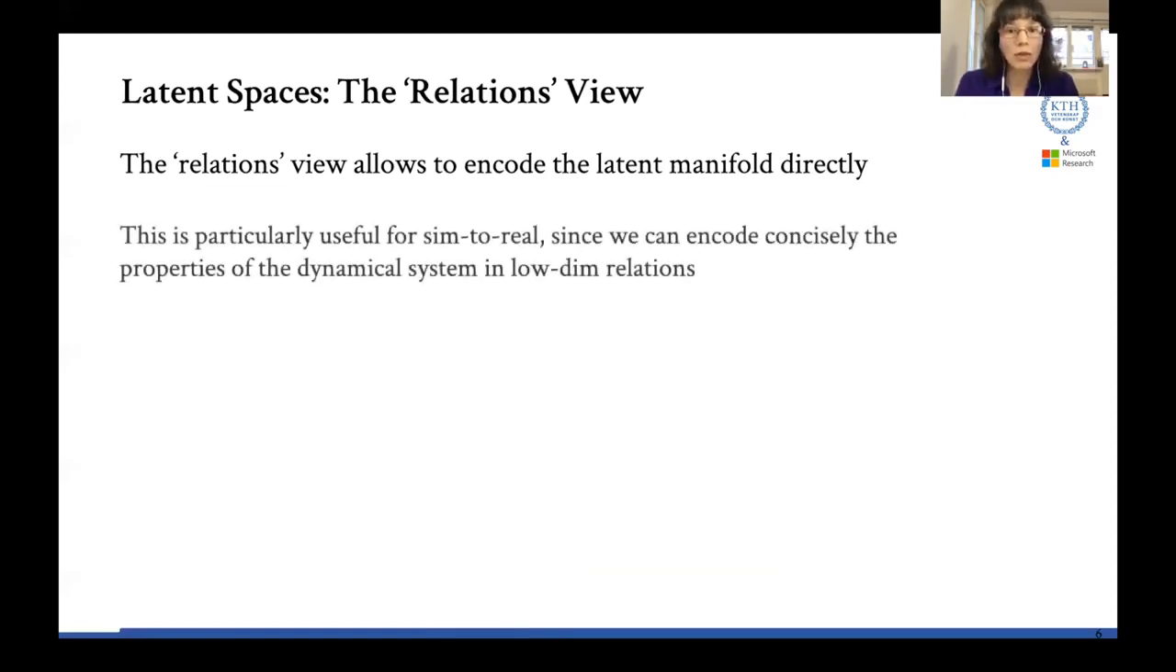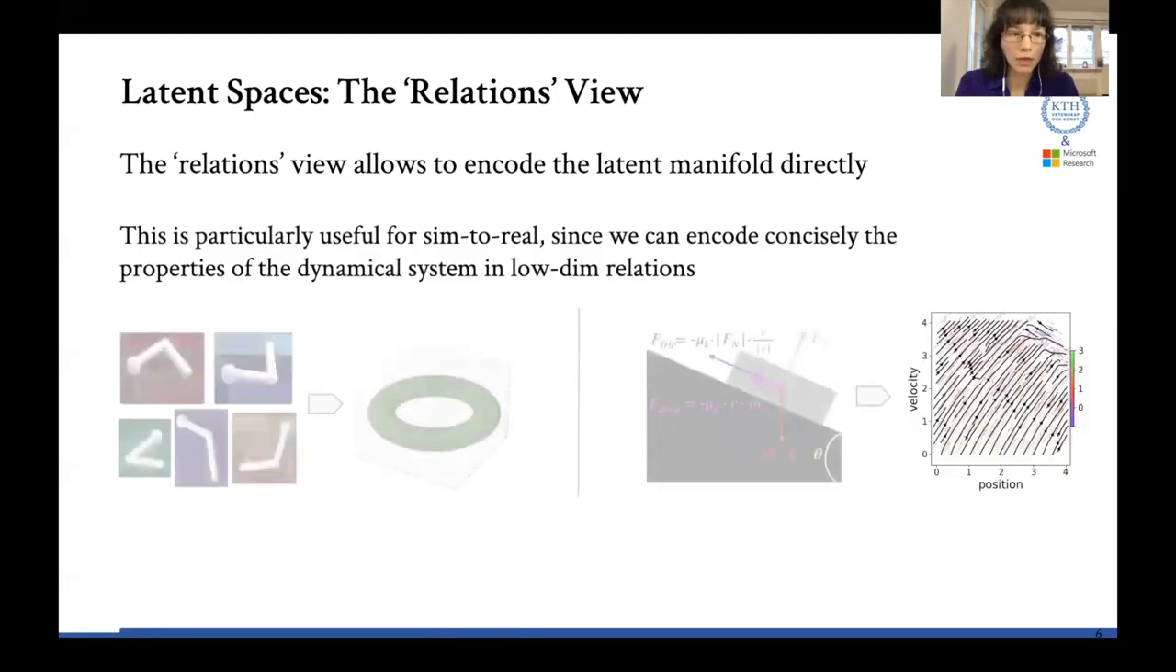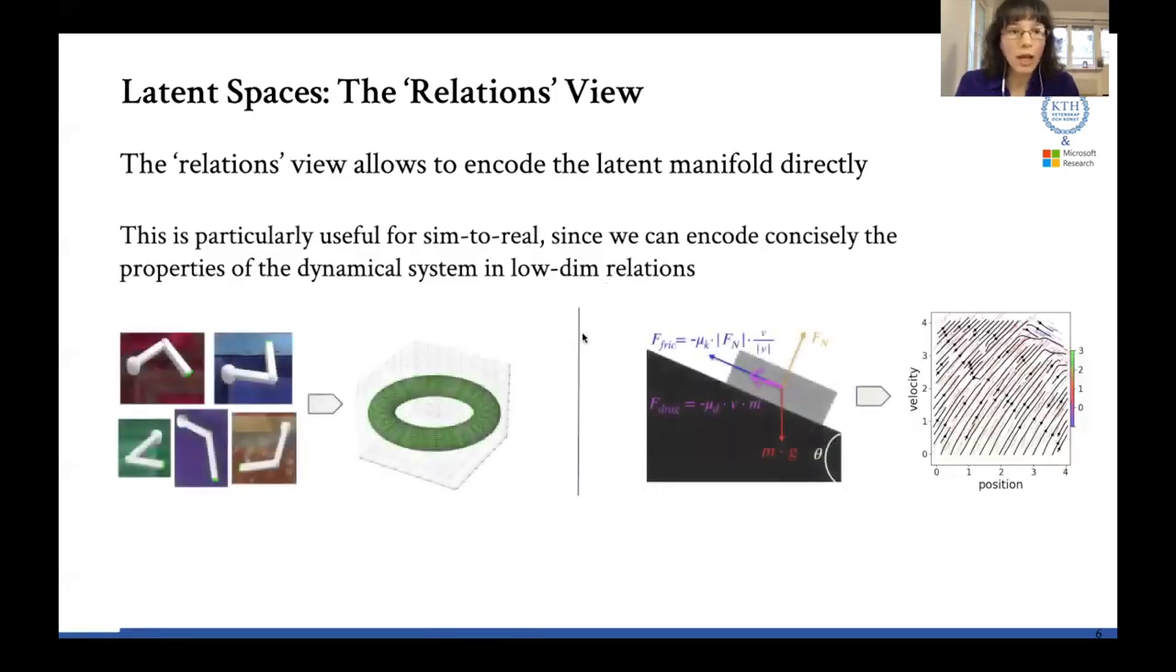So why do we want to use this relations view? This view allows us to encode the latent manifold directly. What does this mean? We might have some a priori knowledge, or we might have some data coming from simulation that doesn't require us to render anything in images or in point clouds, but we have the low dimensional state that is already encoding the information that we're interested in. For example, for a two-linked arm, we know the configuration space of this is a torus.